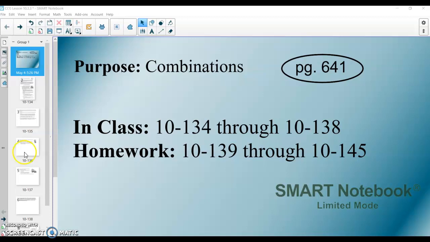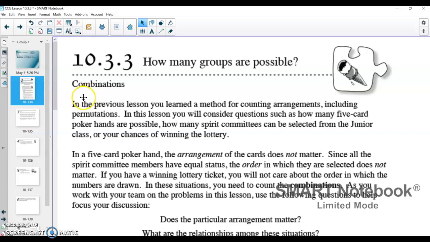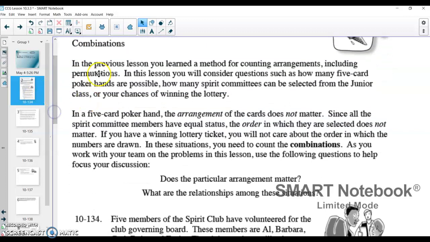further here today. And I think I can do most of the explanation of really what a combination is here in this first problem, 134. So I'm going to read the intro. In the previous lesson, you learned a method for counting arrangements, including permutations. In this lesson, you will consider questions such as how many 5-card poker hands are possible, how many spirit committees can be selected from a junior class, or your chances of winning the lottery.